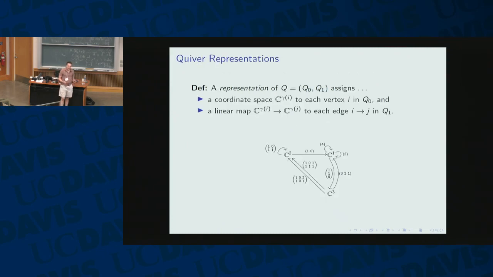So we're going to want to talk about not just quivers, but quiver representations. So what's a representation of a quiver? It consists of two pieces of data. To every vertex, we're going to attach a vector space, which for us is always going to be a complex coordinate space, C to the something. And to every directed edge, we'll associate a matrix representing a linear map between the corresponding vector spaces.